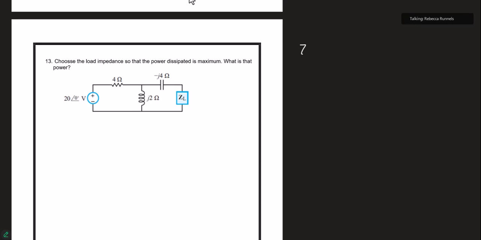So you find the Thevenin equivalent of the source, and you find its impedance. And if you do that correctly, I believe you get 0.8 minus j 2.4 ohms. And then for maximum power transfer, you want your load impedance to be the conjugate of your source impedance. And so you would want your load impedance to be 0.8 plus j 0.24 ohms.